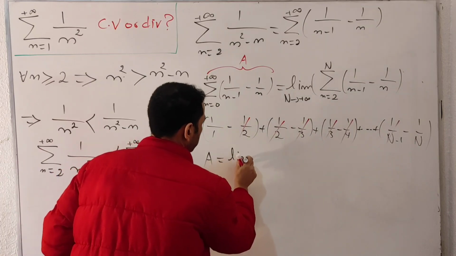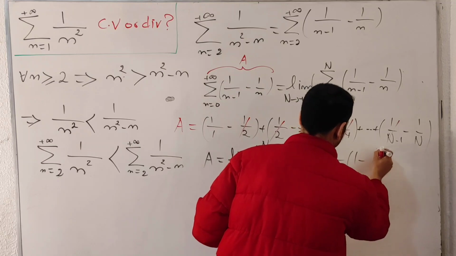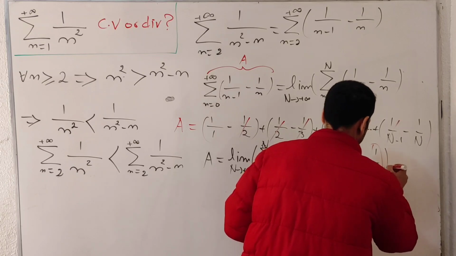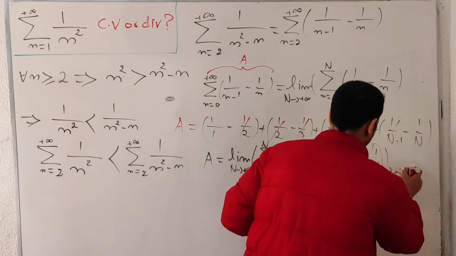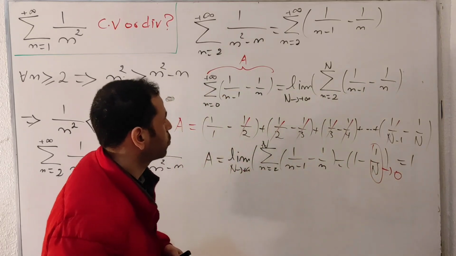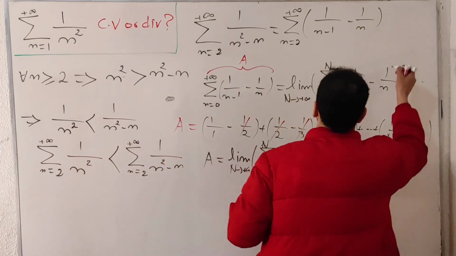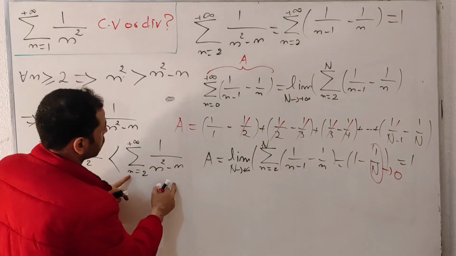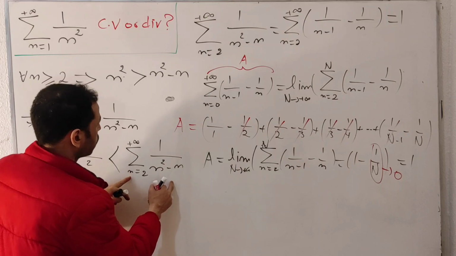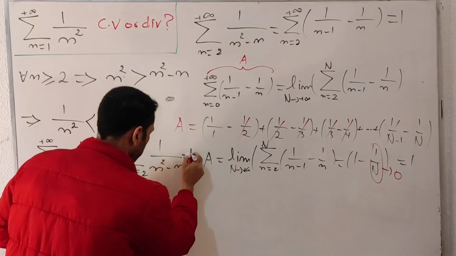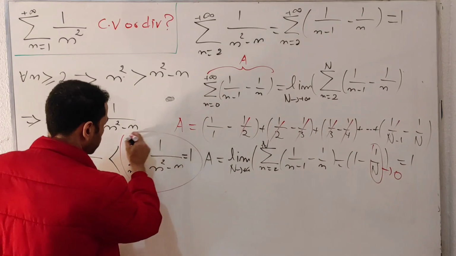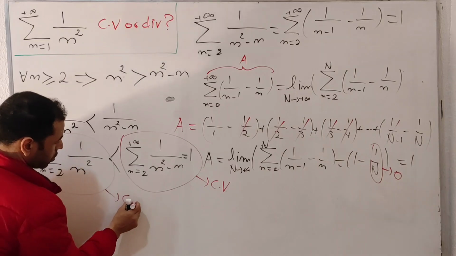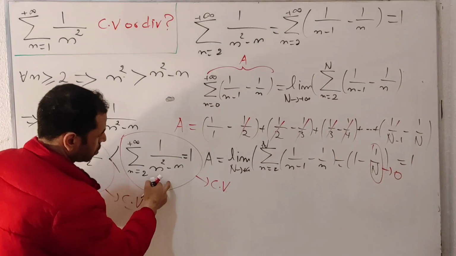I will be left with capital A equals the limit of 1 minus 1 over capital N plus 1. The inverse of this is going towards 0. So I will have 1 minus 0, which is 1. So I have calculated the limit, which means this sum is equal to 1. Since this series is strictly inferior to this one, we found it is a convergent series because it equals 1. This one is a convergent series because this series is smaller than this series.